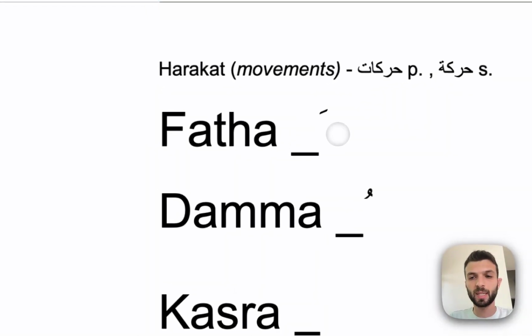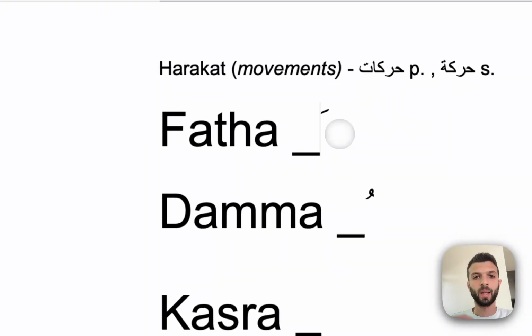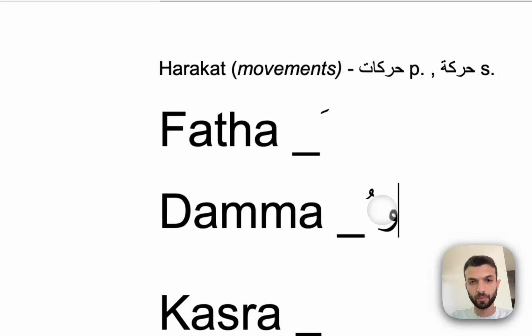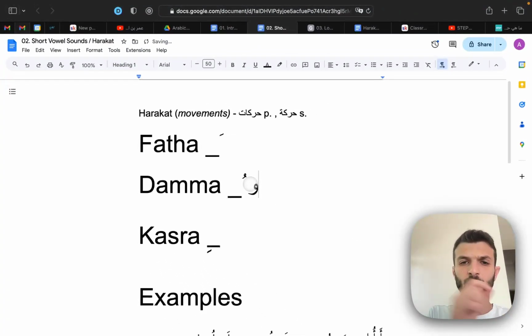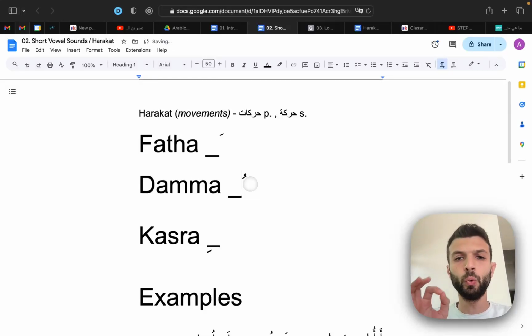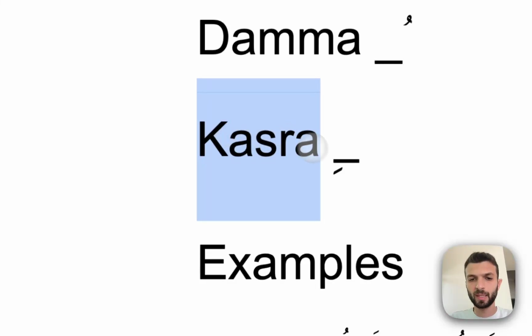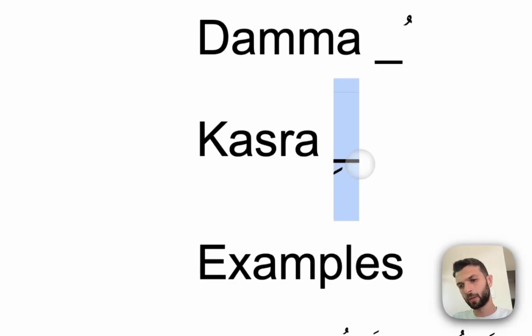The fatha represents the a sound, and it's designated by this little line at the top of a letter. The damma is designated by this little waw letter. It looks like the waw, but it's just a little waw that sits on top of the letter, and it represents the u sound. The kasra represents the i sound, and it's the same as the fatha, but it sits below the letter.